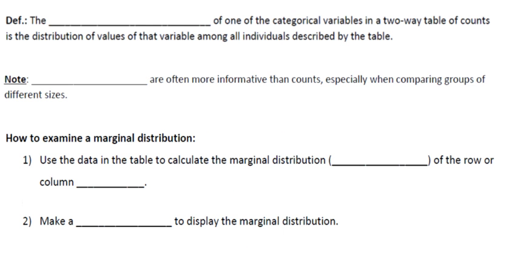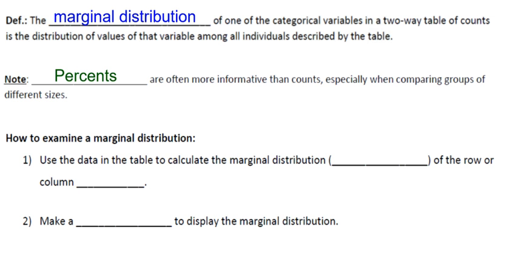The next definition is about the marginal distribution. It's the marginal distribution of one categorical variable in a two-way table of counts. It's the distribution of values of that variable among all individuals described by the table. Percents are often more informative than counts, especially when comparing groups of different sizes.